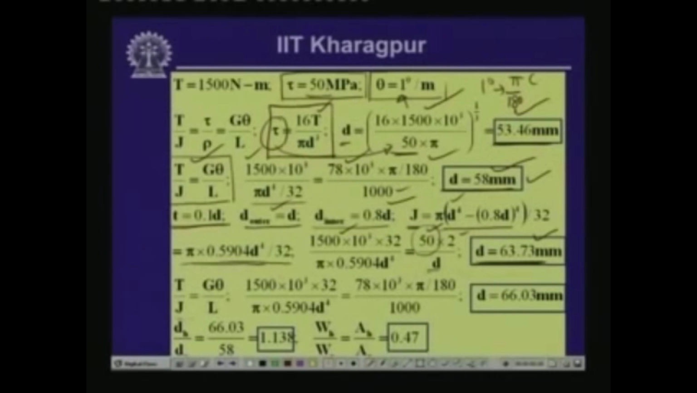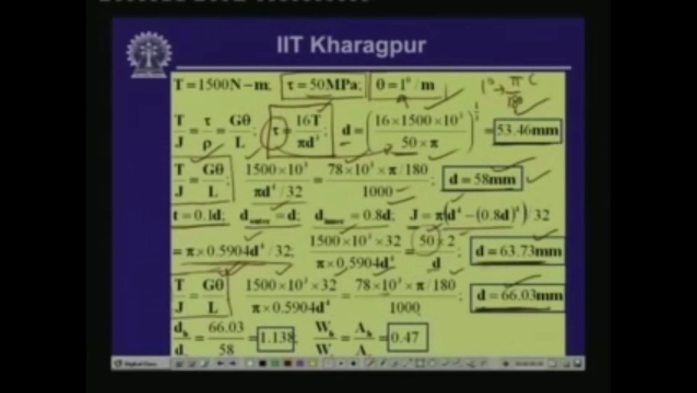Now, let us look into the rotational angle criteria, that the angle of twist should not exceed 1 degree per meter length. Then the twisting moment T is 1500, and J again we have calculated here as pi times 0.5904 d4 by 32. This is equal to G, which is 78 gigapascal, that is 78 into 10 to the power 3 megapascal, times pi by 180 radian, which is the rotation, divided by 1000, and here the d comes out to be 66.03 millimeter.